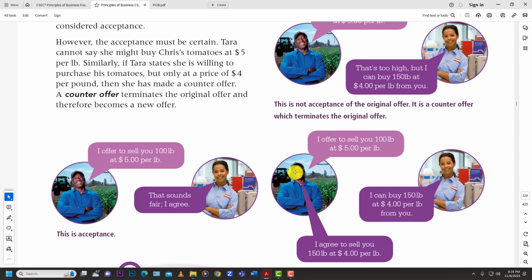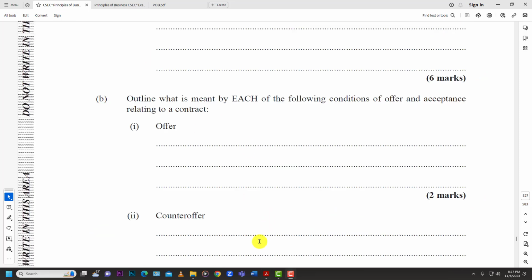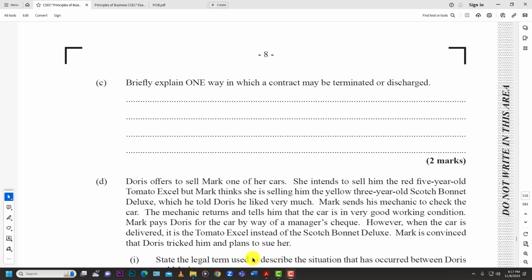So the counter offer is where the person who received the original proposal did not accept it, but they made their own offer, their own proposal in return. And that's a counter offer. And so once you outline those two, then you would get your 2 marks for each.